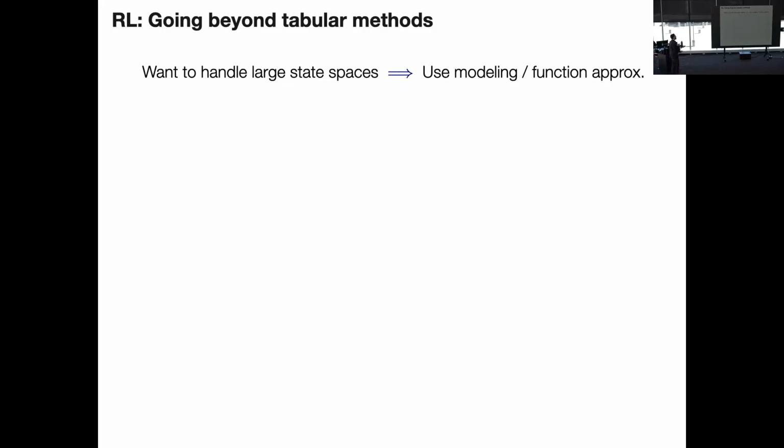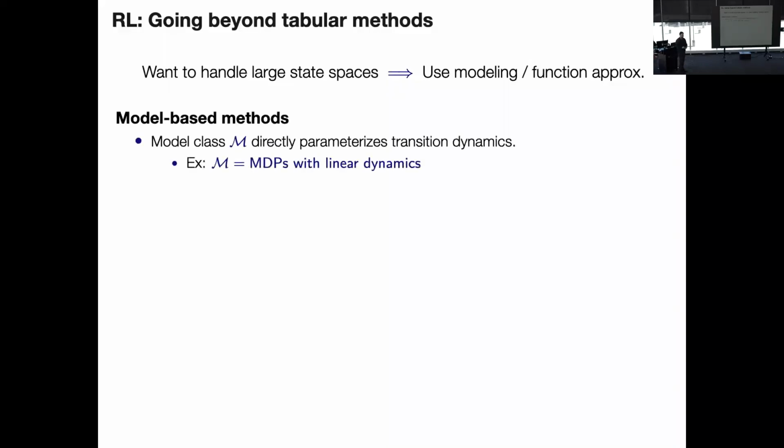This of course means I need to be able to use modeling and function approximation. I need to be able to put modeling assumptions on my transition dynamics that will allow me to do this. And there are a few different ways you can try to set this problem up. One way is what are called model-based methods in RL. This is pretty intuitive. These are settings where your model class M directly parameterizes the transition probabilities. So if I am working with a linear dynamical system, M might just be parameterizing the system matrices.